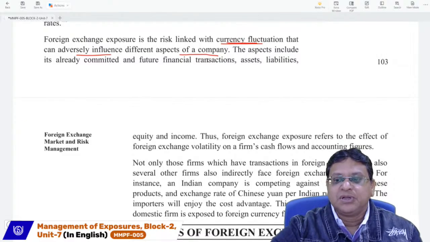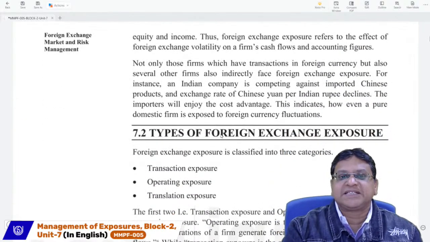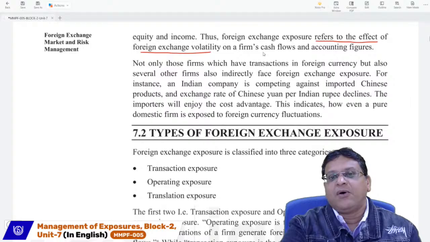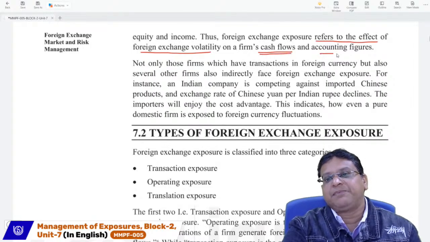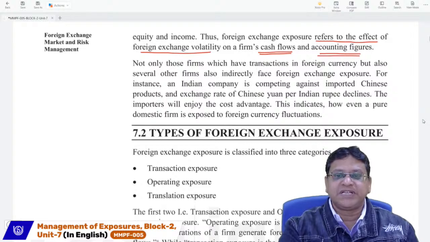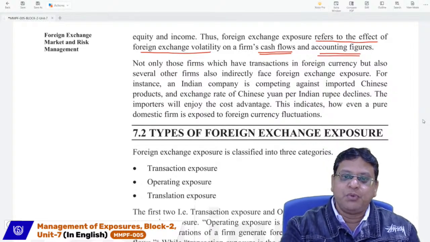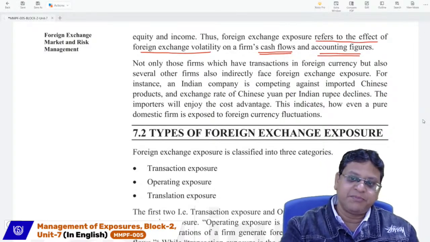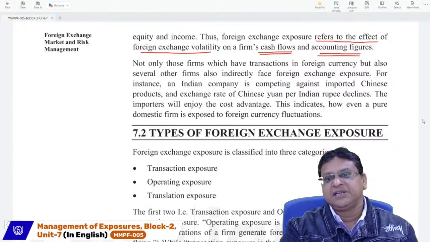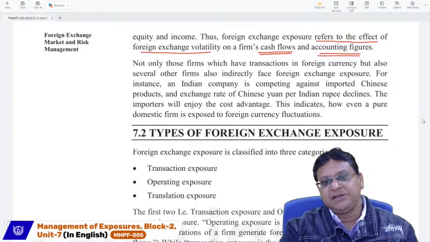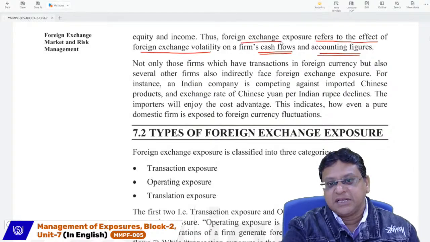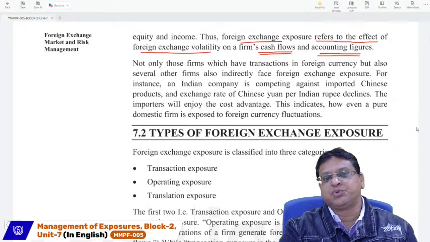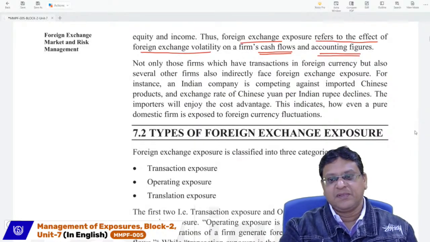So, forex exposure refers to the effect of exchange rate volatility. What is the impact of exchange rate volatility on firms' cash flow and firms' accounting figures? What is cash flow and accounting figure? Cash flow may be current cash flow or future cash flow. The accounting figures may be assets, liabilities, equities, incomes. And the impact of foreign exchange variation on these figures is known as forex exposure or forex risk.